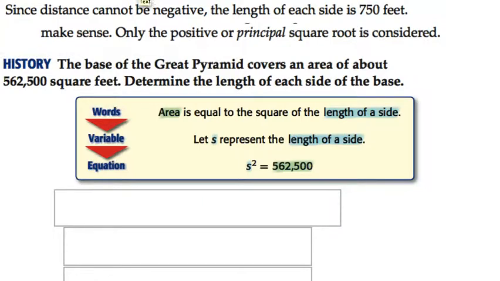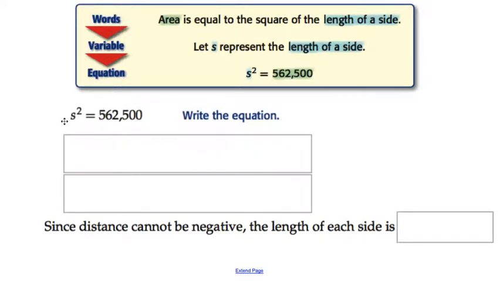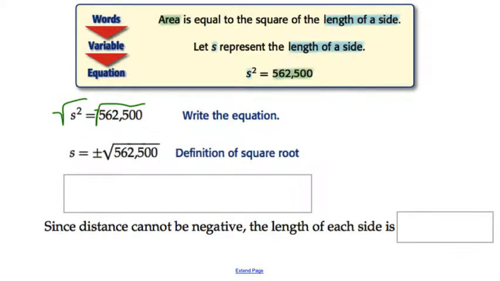The area is equal to the square of the length of a side. So if we have a square base, then its area is the side squared. So here's our equation: S squared equals the area that was given to us. So how do we solve this? Well, that's exactly what we've been doing: we take the square root of each side of the equation. And when I do that, the square root and the square cancel, because those are inverse operations. That's how I end up with S.